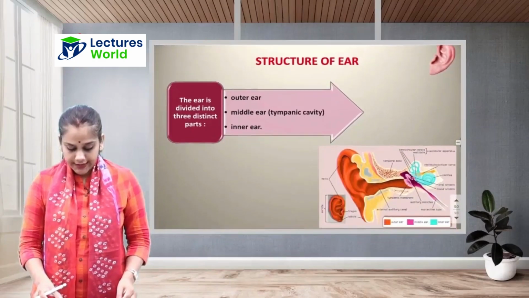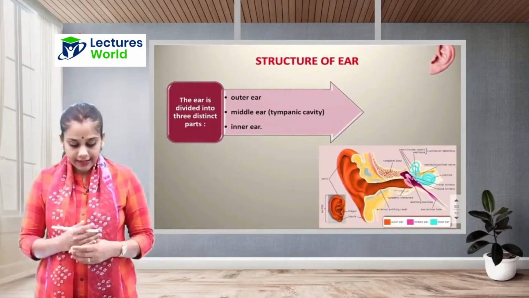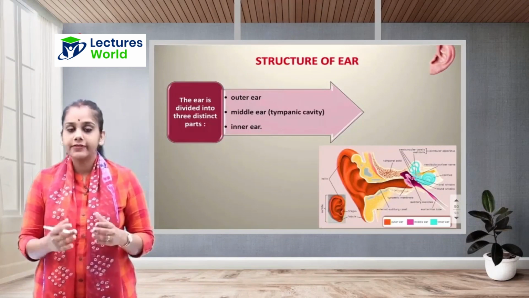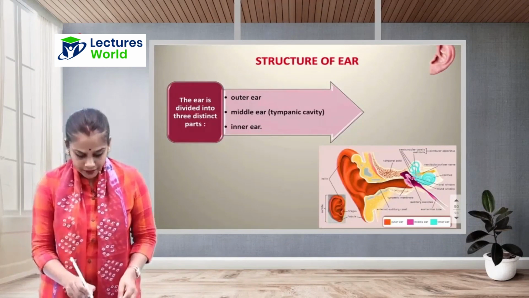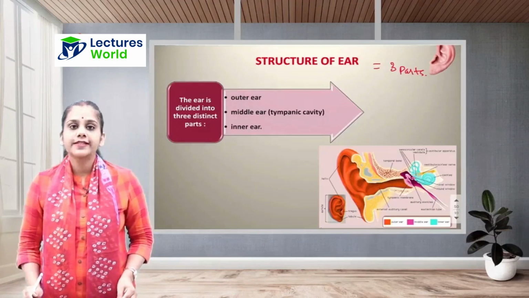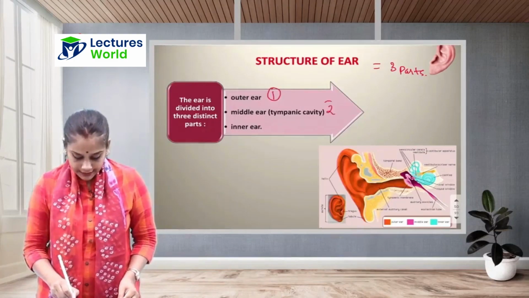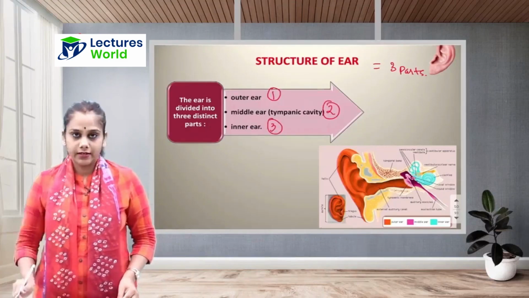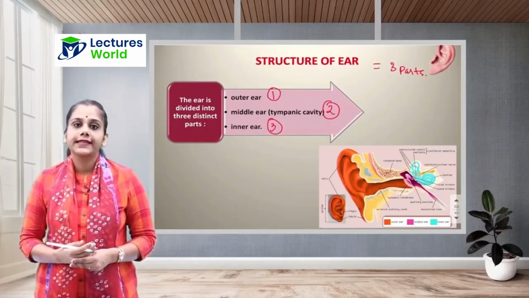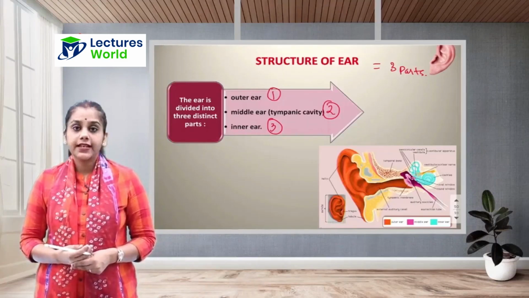So let us see the structure of the ear. The ear is divided into three distinct parts. First one is the outer ear, second one is the middle ear, and third one is the inner ear. The three parts of the ear are the external ear, or outer ear, the middle ear, and the inner ear.